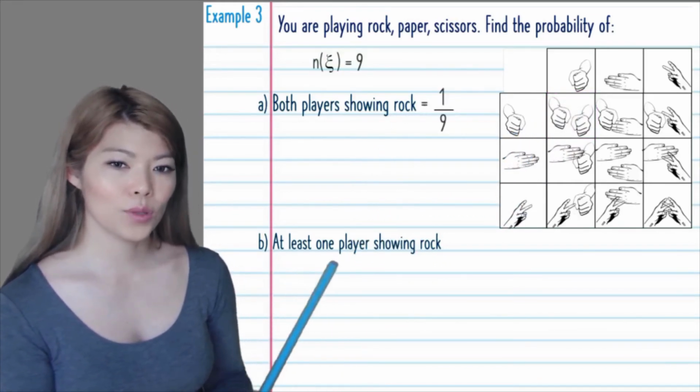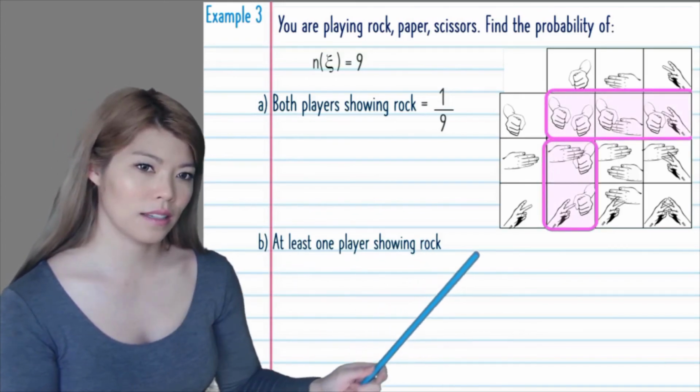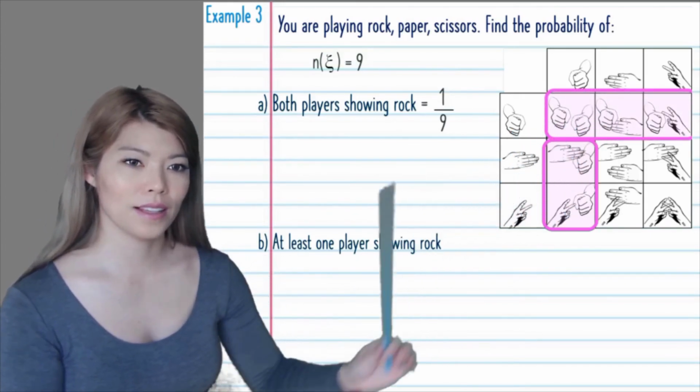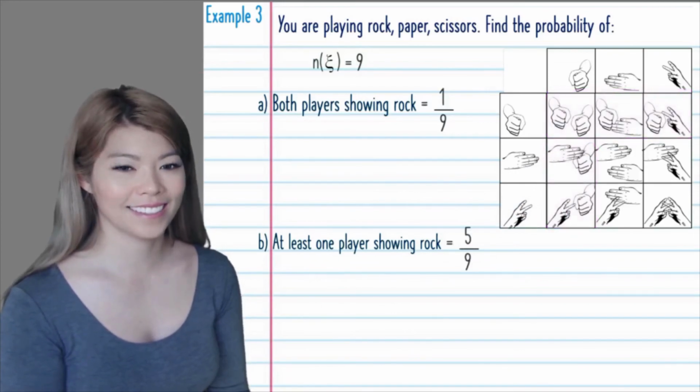Part B, at least one player showing rock. So let's have a look at all the rocks over there and there. So that's 5 out of 9.